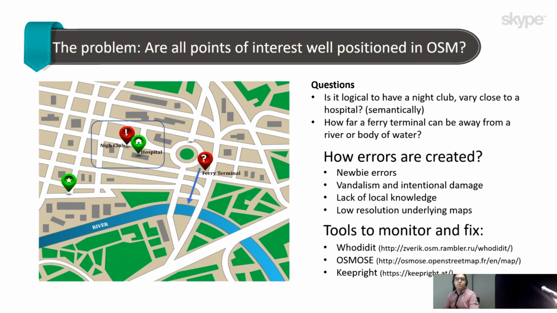There are existing tools to monitor and fix these problems. I haven't seen the presentation today, but I've seen presentations at previous OpenStreetMap conferences, and I've seen that it's fully covered, especially the tools that we can use to monitor and fix problems, like WHODIDIT, Osmose, or Keep Right. But all these tools help us dig into the existing data and figure out where the problem is situated. What we are proposing is a bit different, which I'm going to present in the next slide.